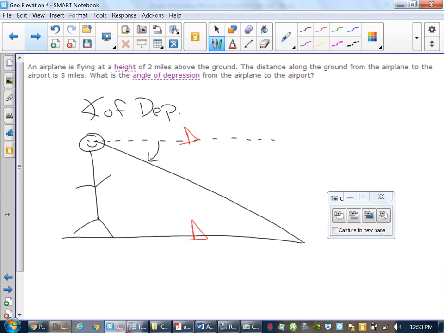Which means that if this angle is the angle of depression, it's also this angle here, because if parallel lines are cut by a transversal, alternate interior angles are congruent. So the angle of depression going down is the exact same thing as the angle of elevation looking back up. The two angles are always going to be the same. It's just how they're drawn into the diagram. That's the only difference here.